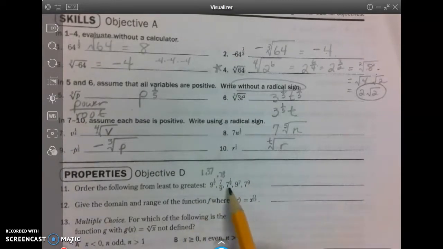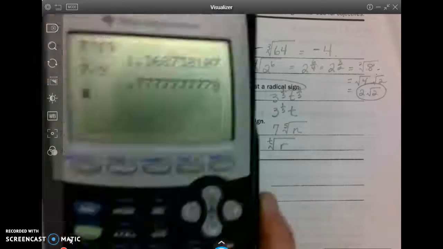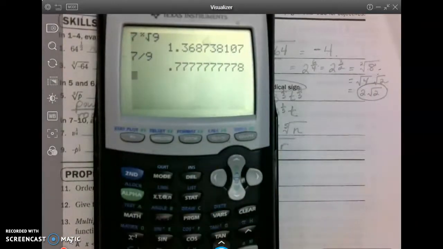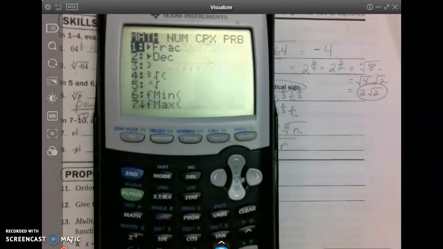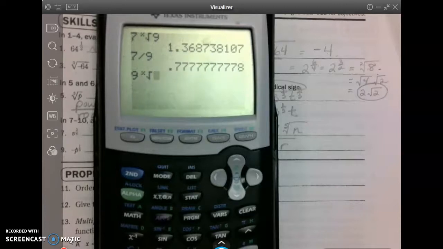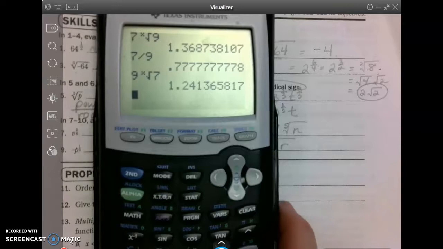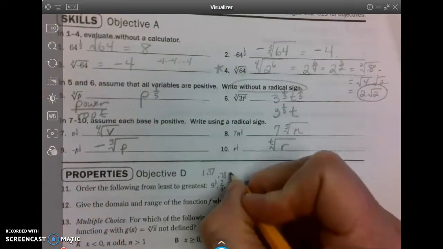Now the 9th root of 7 is going to be even smaller because it's a 9th root. So I bet the 9th root of 7 is smaller than the 7th root of 9. So the 9th root, oh, didn't mean to hit second. The 9th root of 7 is 1.24. So yeah, I had a feeling it was smaller.